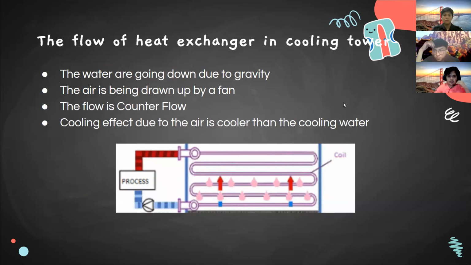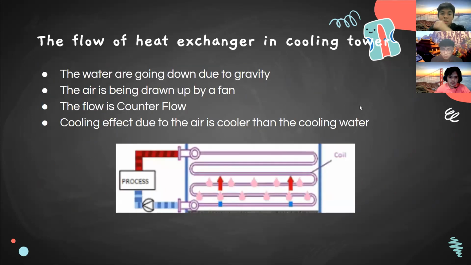So in the cooling tower, the water is going down due to gravity. The air is being drawn up by a fan. So these two flow counter to each other because they are 180 degrees to each other. So we can say that the flow is counter flow.